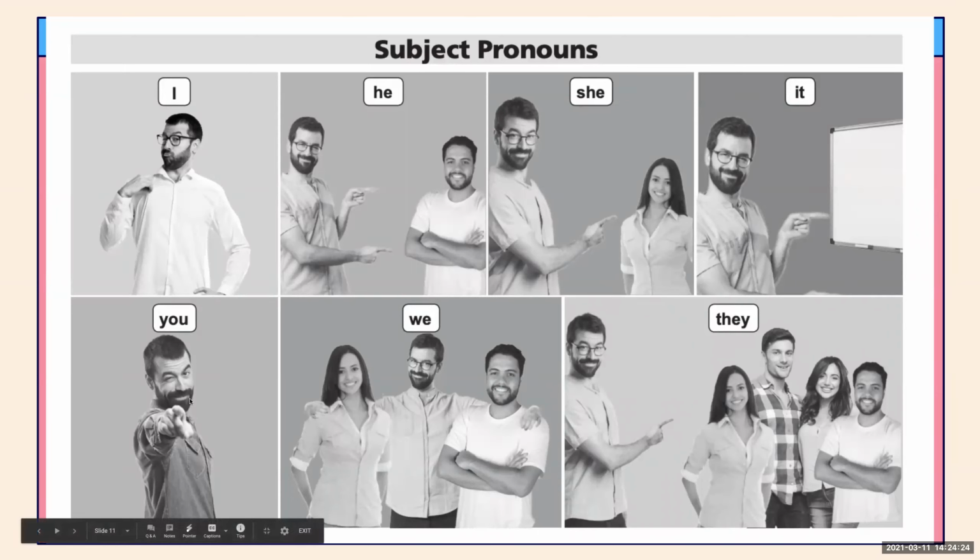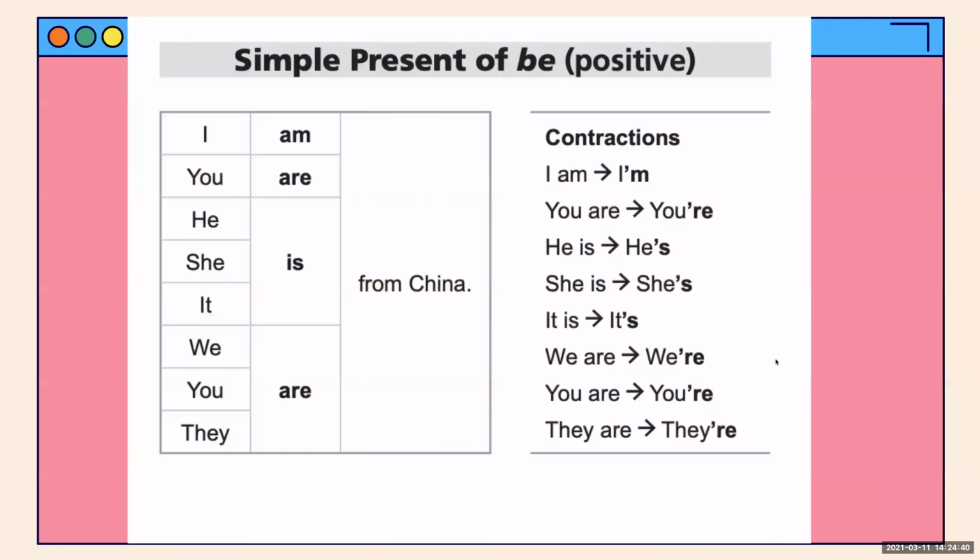Here, the bottom one, it says you, we, and they. So let's go ahead and repeat these again. I, he, she, it, you, we, and they. So let's go ahead and look at our first assignment for today.